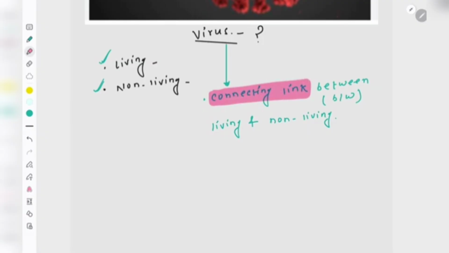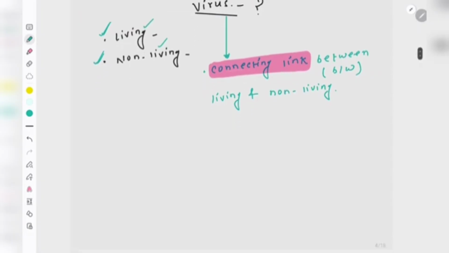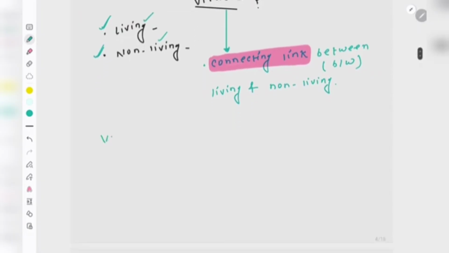What is the meaning of connecting link? See, okay, I'll tell you one thing why we are calling that viruses are connecting link between living and non-living, and why I told you that they are living at the same time they are non-living as well. What does it mean?